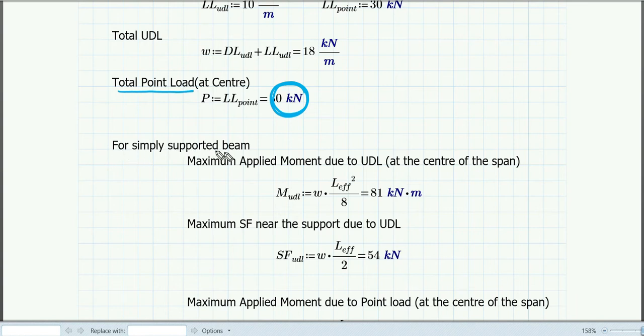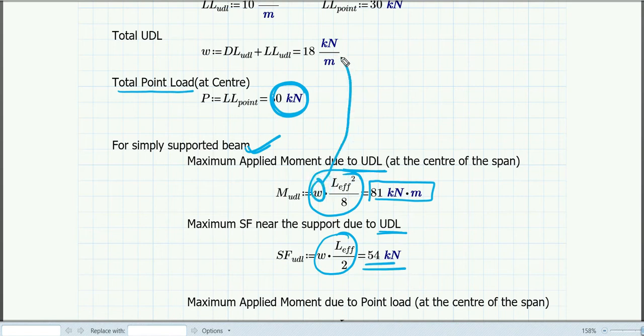Then for a simply supported beam, what will be the maximum moment because of UDL? It is nothing but WL square by 8, and which will give you 81 kilonewton meter, right? As well as what is the maximum shear force near the support because of UDL? This is WL by 2, which is 54 kilonewton. Here the W is nothing but this 18.